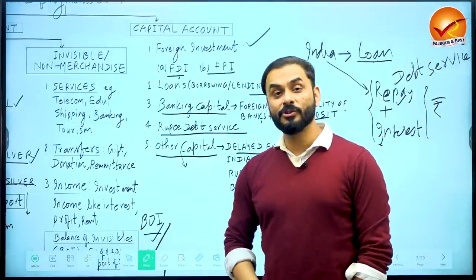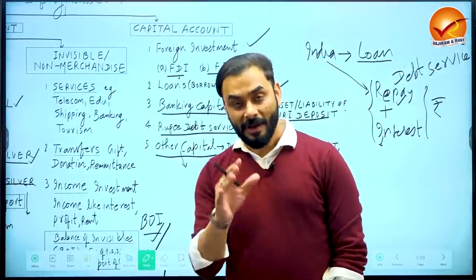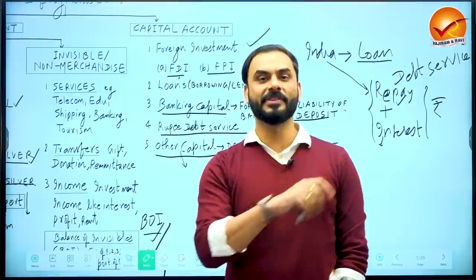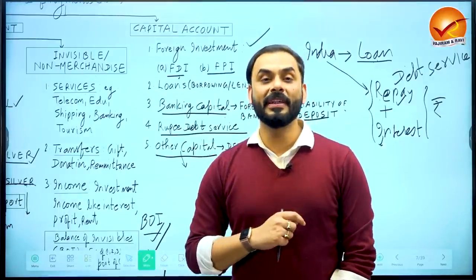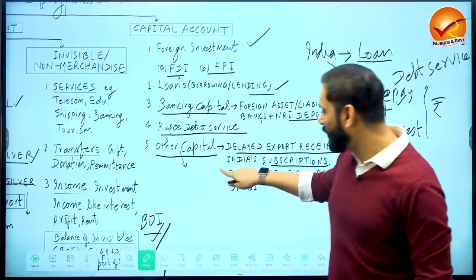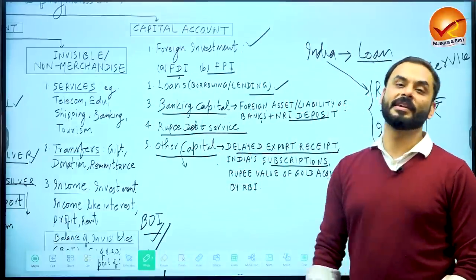Similarly, guys, you would have also heard that Reserve Bank of India from time to time buys a lot of gold, right? And they put it in the reserve. So when Reserve Bank of India buys gold, there is a money value of the gold. That money value is mentioned here in this column called other capital.